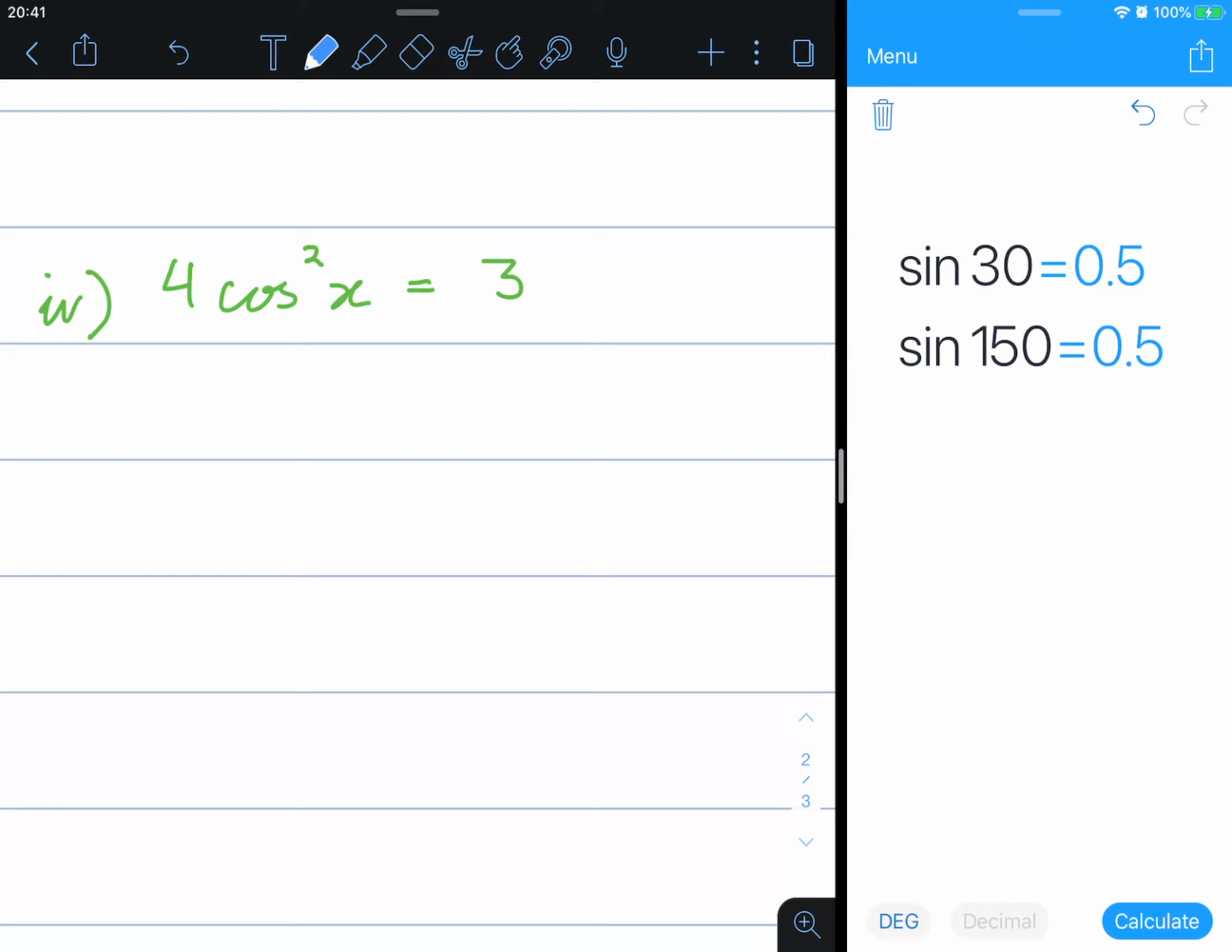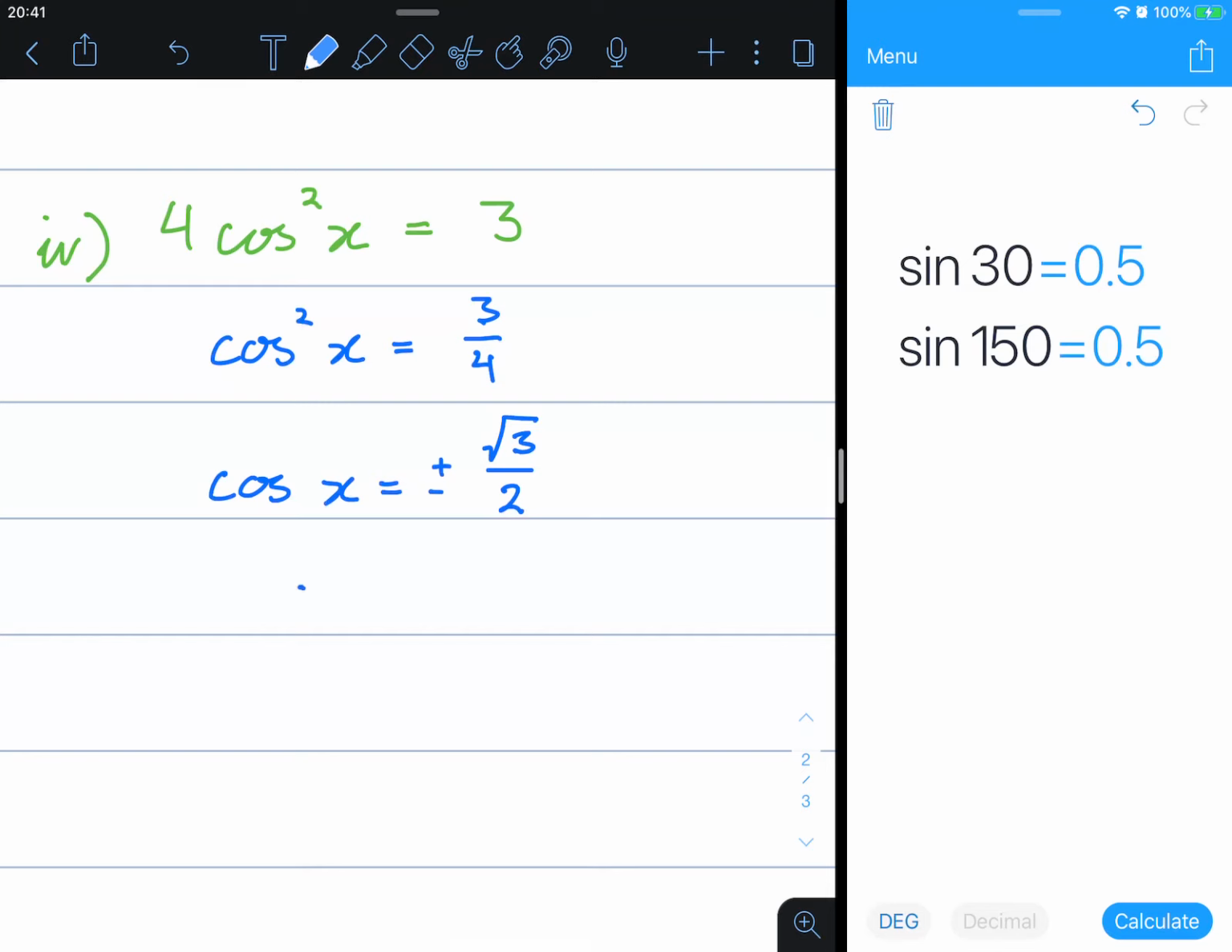4 cosine squared x equals 3. Well, we solve this like we would a regular equation. We're going to divide by 4 first on both sides, which will give us cosine squared x is equal to 3 on 4. And then we're going to take the square root of both sides. This will give us cosine x by itself, plus or minus the square root of 3 and the square root of 4, which gives us root 3 on 2.